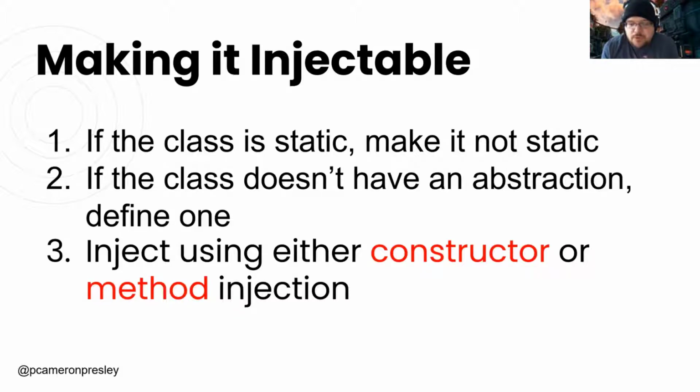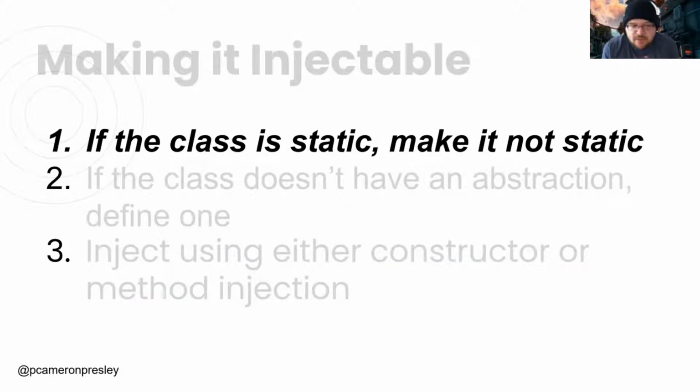But some of you engineers who've been doing this for a while may have seen that I just kind of skated over that first point. If the class is static, make it not static. Anyone want to take a guess on how easy or hard that task could be? Do you think just removing the static keyword would work? Or do you think that could cause other problems?